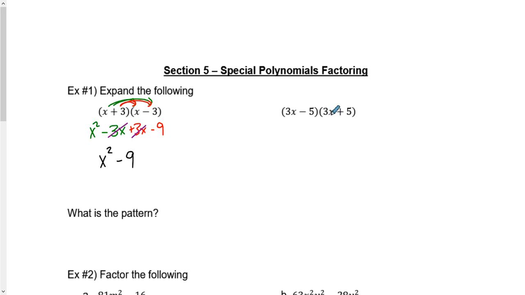If we expand the second one, 3x onto a 3x and a 3x onto 5, we have 9x squared, a positive 15x, a -5 onto a 3x is a negative 15x, and a -5 onto a positive 5 is a negative 25. We get 9x squared subtract 25 because the 15x and negative 15x cancel off.